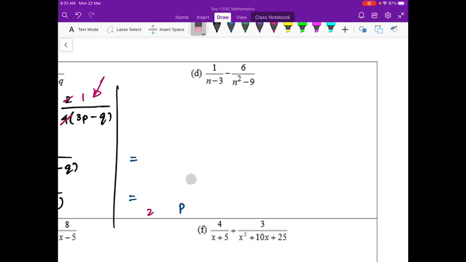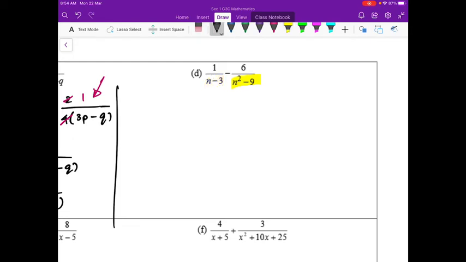Next, please try this by yourself. Look closely at the denominator. Can they be the same? I tell you what, it is boring to give you questions where you have to multiply the denominator blindly. We'd rather give you cases where you have to factorize and then make the denominators the same. That is the clue for this particular question. The second denominator can be factorized to become n plus 3, n minus 3.